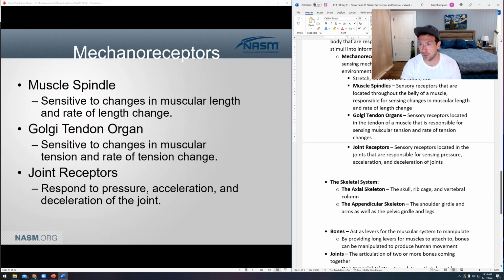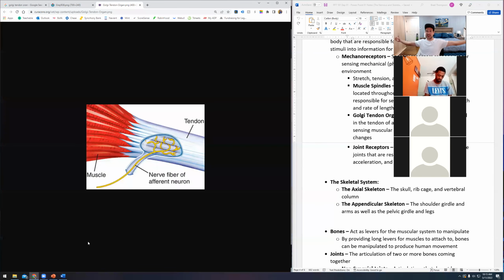So your nervous system wants to know about that, because obviously we don't want to detach our tendons from the bones, right? There's a sensory receptor located in the tendon that's responsible for sensing the tension and the rate of tension changes. Think of tension as how much grip there is. If the tension's really high, it's like that scene with Captain America holding on to the helicopter, trying not to lose his grip. If he were a Golgi tendon organ, the information going to the brain would be, I'm losing my grip, right?